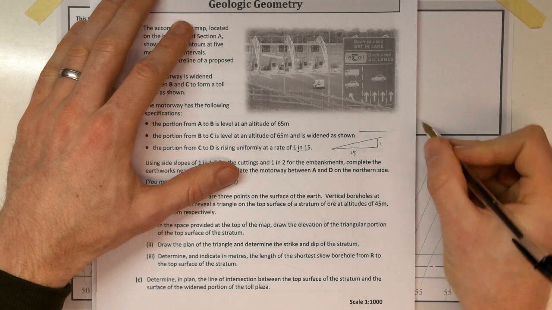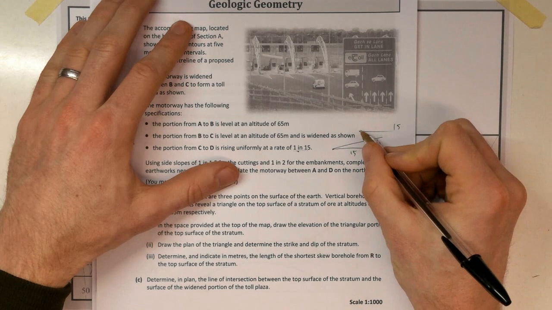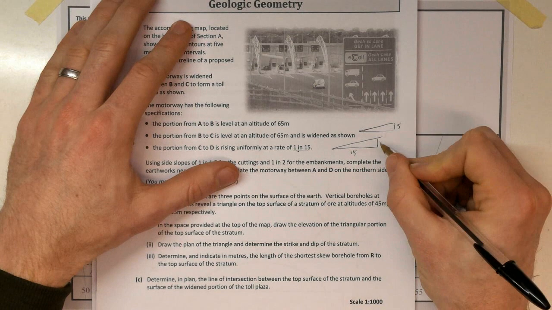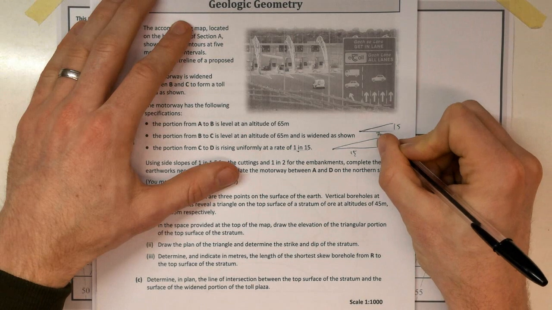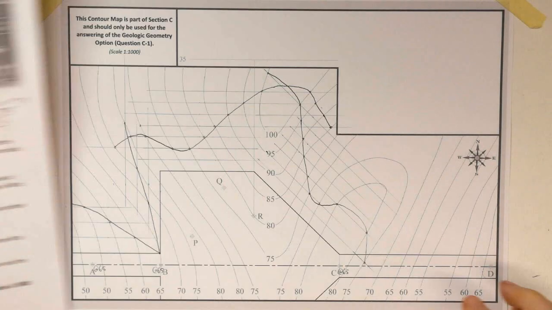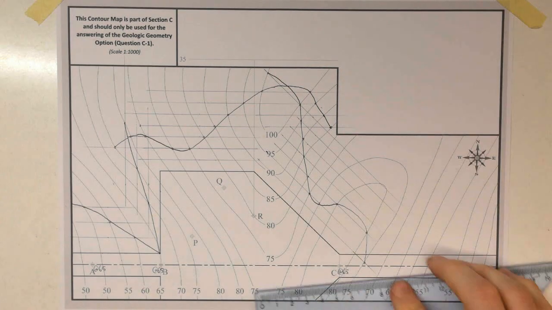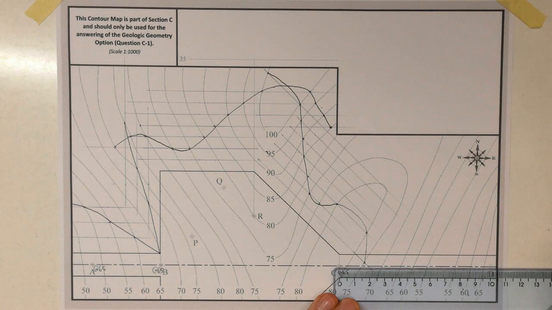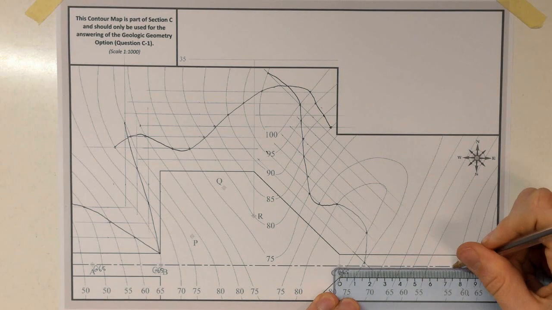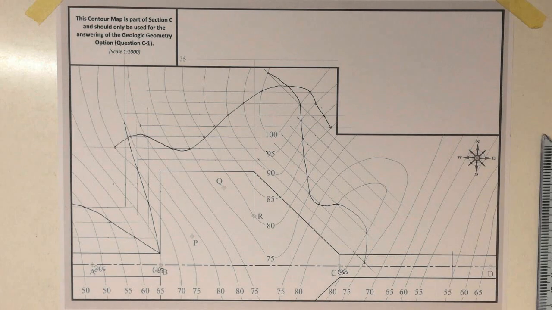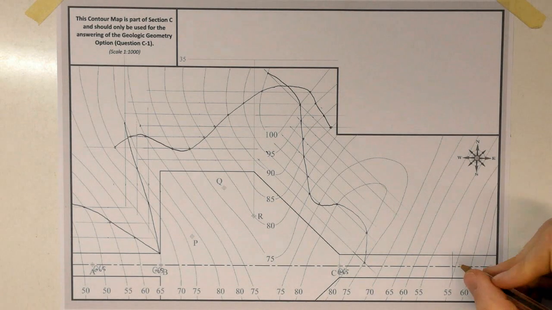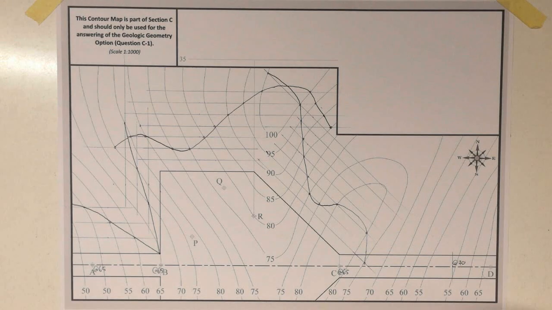That'll be going up 5. Let's draw a little sketch of this. Yeah, 5. So 1 by 5 gives me 5. 15 by 5 gives me 75. So if I measure out here from C, 75 millimeters, at this point here, it's going to be at 70. Okay, so that's at 70.